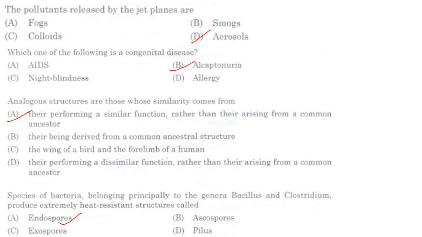Analogous structures are those whose similarity comes from performing similar function rather than arising from a common ancestor. So they are called analogous structures. So option A is the correct answer. Species of bacteria belonging principally to the genera Bacillus and Clostridium produce extremely heat resistant structures called endospores. Answer is option A. This was also a repeated question.